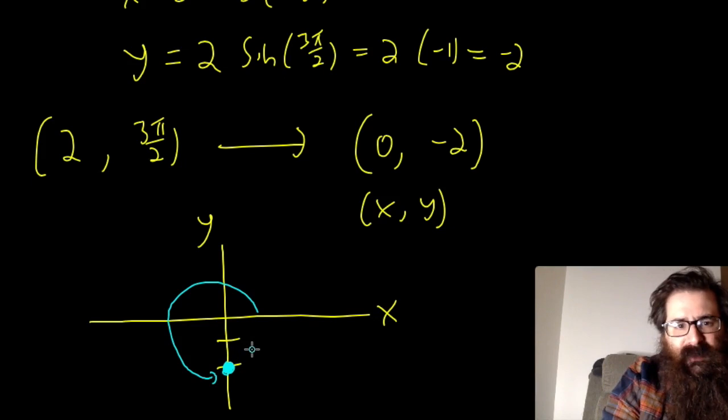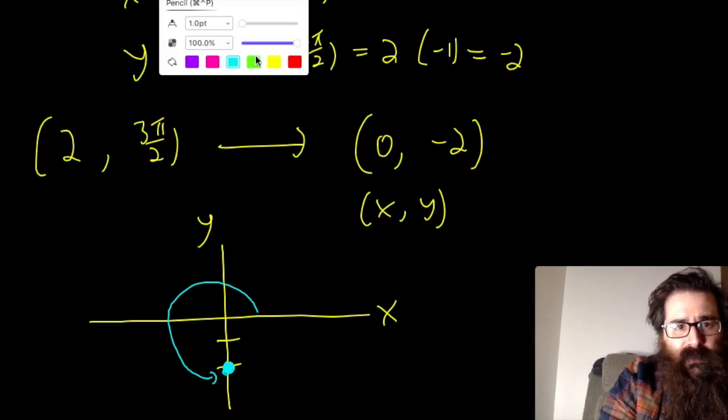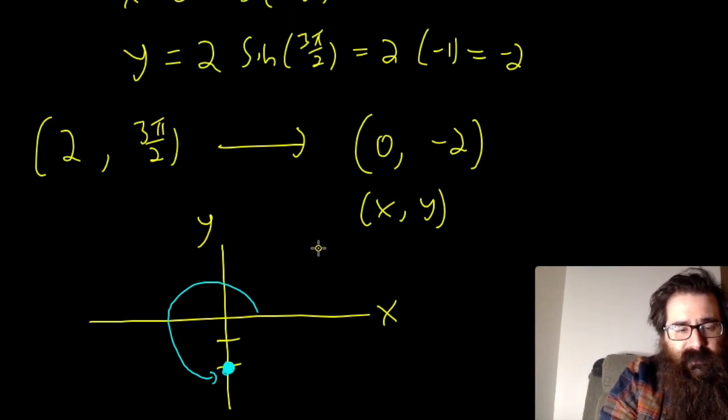So this one's actually pretty nice to confirm what we've done. We do have a good Cartesian representation.